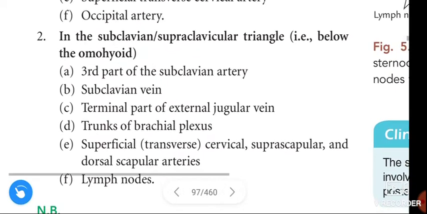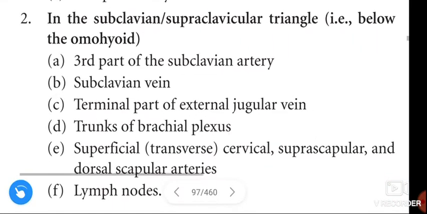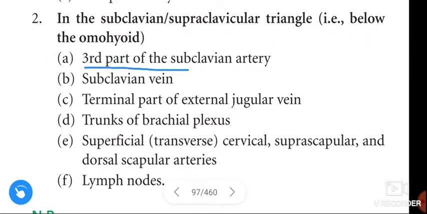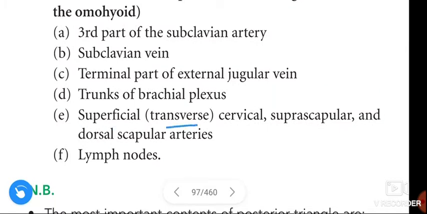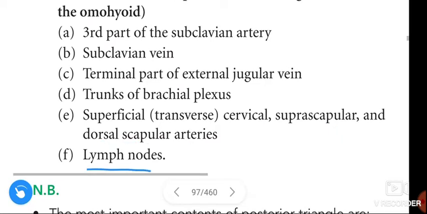See once again, the contents in the subclavian or supraclavicular triangle are below the omohyoid. Third part of subclavian artery, subclavian vein, terminal part of external jugular vein, trunks of brachial plexus, superficial or transverse cervical artery, suprascapular or dorsal scapular artery, and lymph nodes.